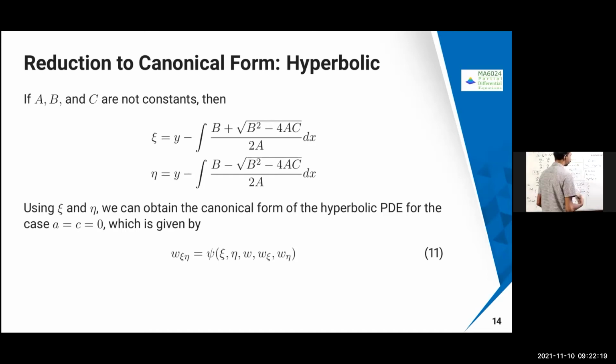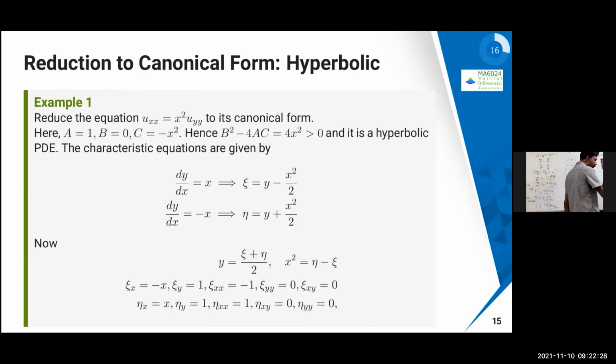So again, using this chi and eta, you can obtain the canonical form of the parabolic PDE. Let us see one problem so that you will understand what I'm saying here. For example, let us see this problem: how do we transform it and then obtain the solution? If it is a constant case, you use this one. If it is not constant, you use this one. Even the constant case you can use that, because if it is constant, you are just going to get some simple terms. Okay, so let us see how we obtain that.